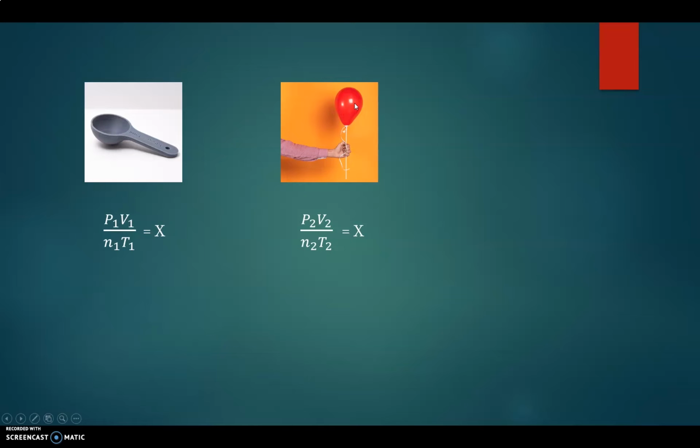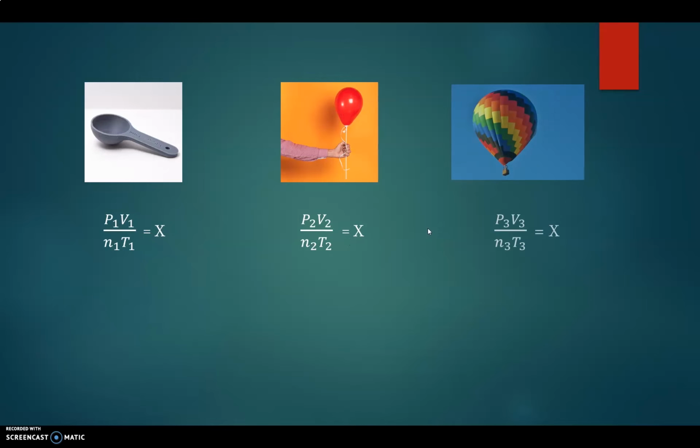Well, the volume of the balloon is clearly much larger than the tablespoon, but the number of moles is also much larger. So if the volume were, say, 1,000 times bigger and the moles were 1,000 times bigger, those would cancel out. And so X will come out to be the same. We could go even larger and have a huge hot air balloon, millions of times bigger. Yet if we measured its pressure, volume, moles, and temperature, it would still come out to give us this same value. So no matter what kind of gas you have, no matter how much of the gas you have, if you measure P, V, N, and T, it always gives you the same value.